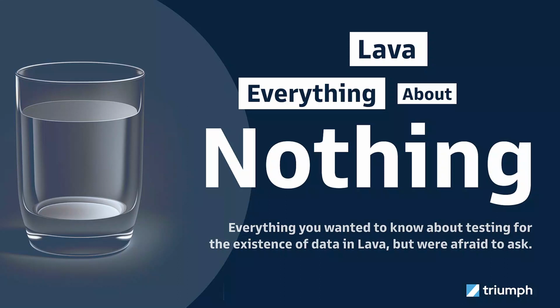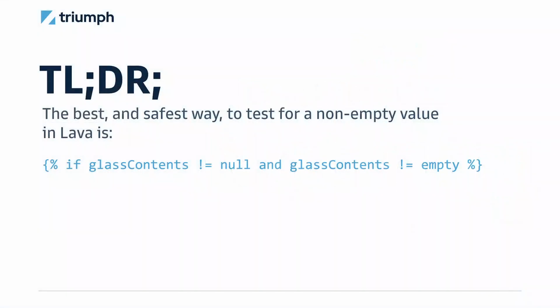Have you ever wondered what's the best way to check if a variable has a value in Lava? If you're like me, you've probably realized there's lots of different ways you could do it, but what's the best? Well, we've done the work, and here's the answer. The too long didn't read.